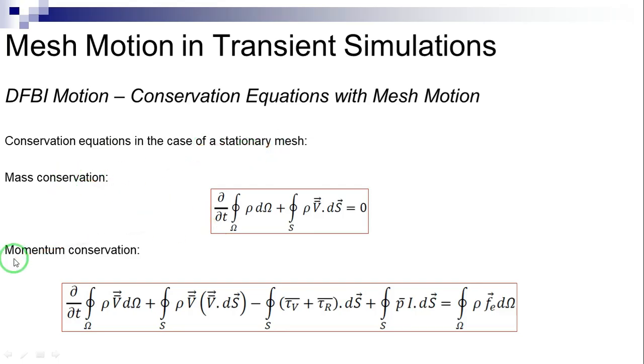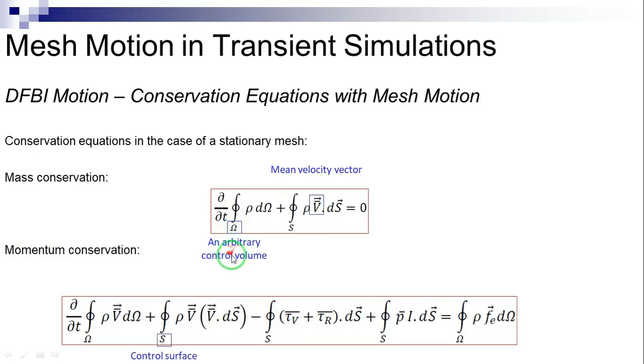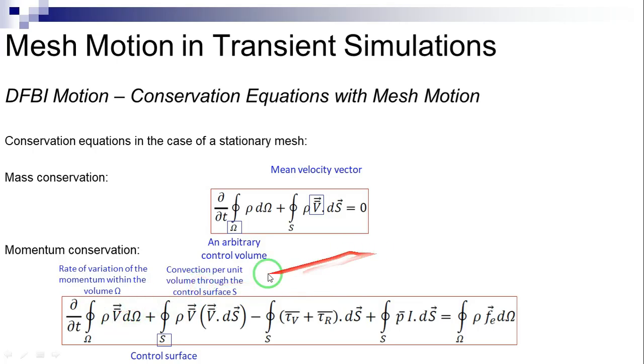momentum conservation. Here, the bar sign refers to the mean variable, and omega is an arbitrary control volume which is bounded by the control surface S. V here is the mean velocity vector. The first term on the left hand side of the momentum equation shows the rate of variation of the momentum within the volume omega. This term here is the convection per unit volume through the control surface S.